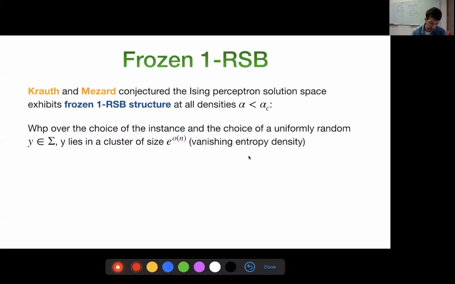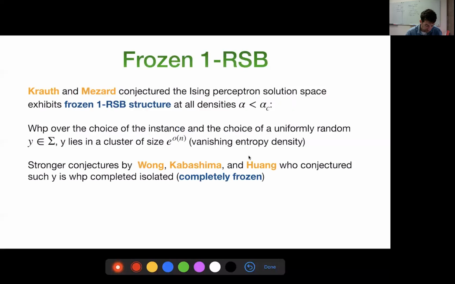And what they predicted was that with high probability over the choice of the instance, the disorder, the xi's, and the choice of a uniformly random solution in the solution space, the cluster of solutions nearby, connected in the Hamming metric, actually has vanishing entropy density. So it's e to the little o(n), not exponential size as in many random CSPs.